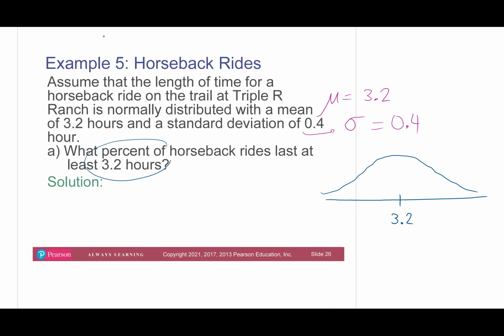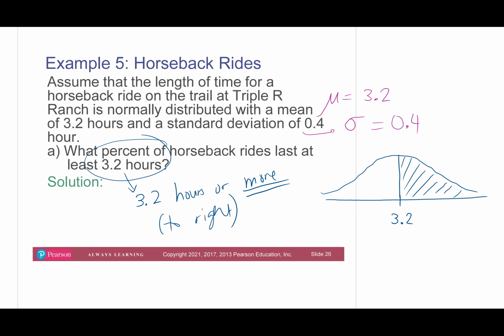It sounds like they're asking about what percent of horseback rides last at least 3.2 hours. What does that mean? At least, that means 3.2 hours or more. Where are the values on the x-axis, for example, that are more? They're to the right of 3.2. So from here on, this is the area I want.